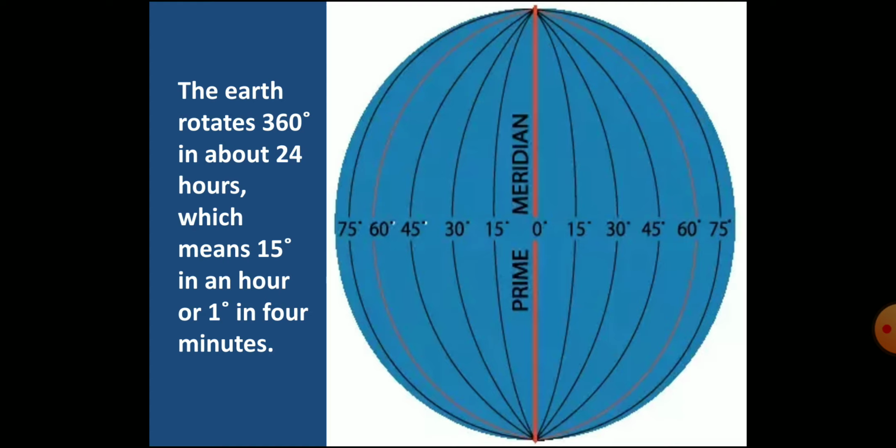That means if it is 12 noon at Greenwich, it will be 1 p.m. at 15-degree east longitude. On the contrary, 15-degree west longitude will be 1 hour behind Greenwich time. It will be 11 a.m. And at 180-degree longitude, it will be midnight when it is 12 noon at Greenwich.